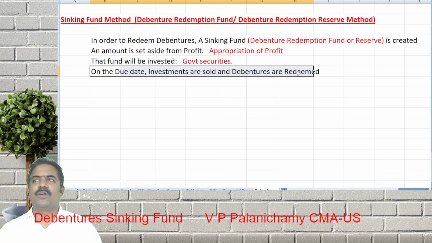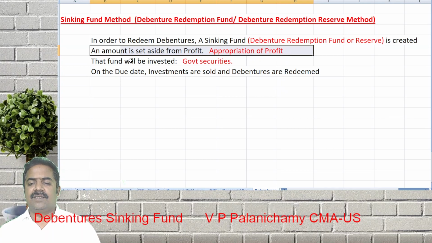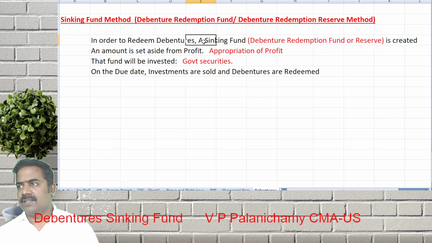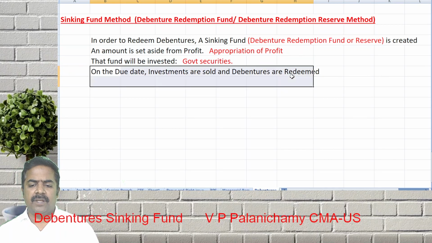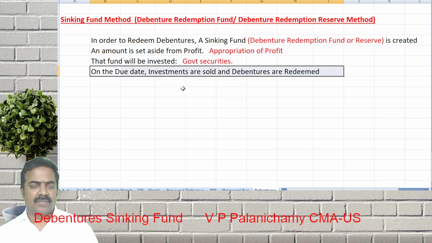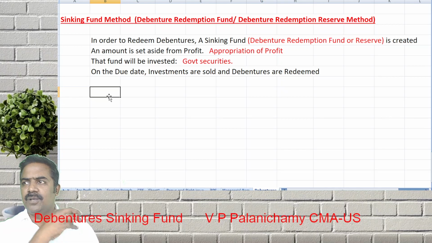It is very simple. To repay the loan, we save from profit. The money we save is called appropriation of profit, which is used for creating the sinking fund. Keep investing that fund, and on the due date sell the investment. That's all. It is like a SIP, a systematic investment plan. Keep investing for 5 years, you will get the investment value. Using that investment, you redeem the debentures.